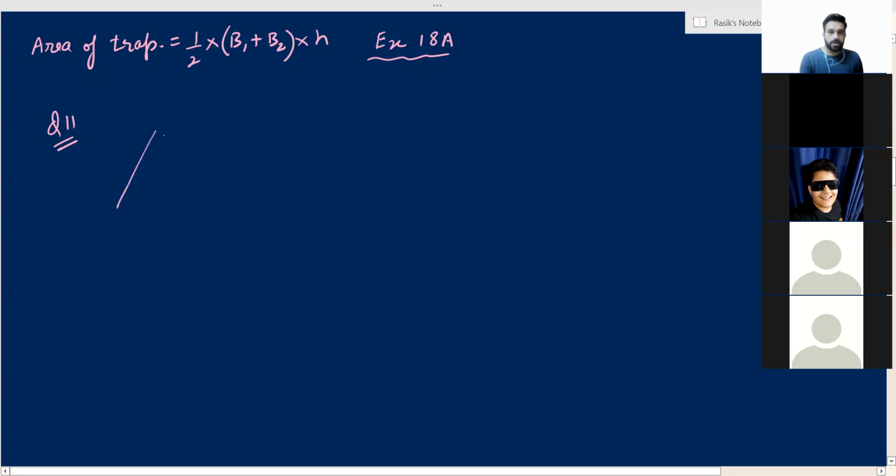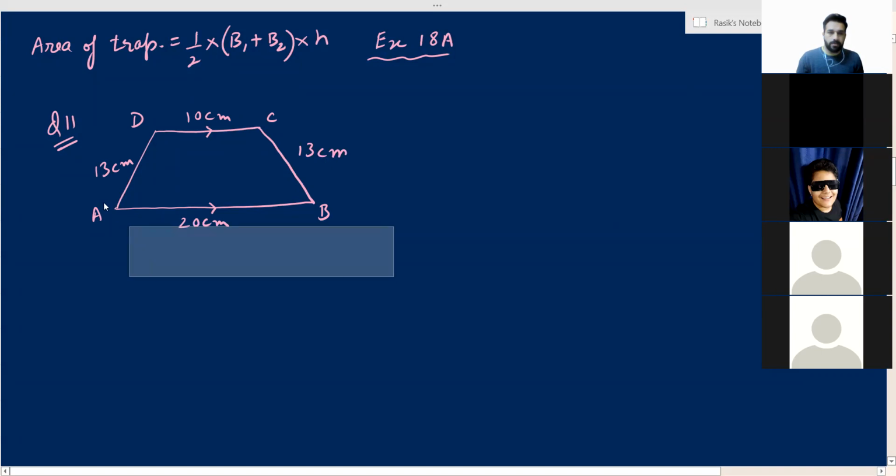So in this case, there is a trapezium where the parallel sides are given, 20 centimeters and 10 centimeters respectively, whereas the non-parallel sides, let's name the trapezium as ABCD. In this, the non-parallel sides are 13 centimeters each. AD and BC are the non-parallel sides. So these are 13 centimeters each. This is your trapezium. We have to find the area of the trapezium.